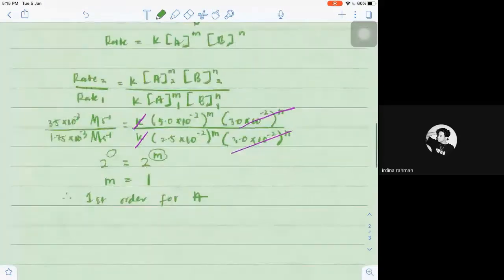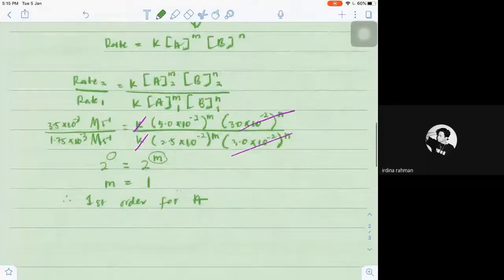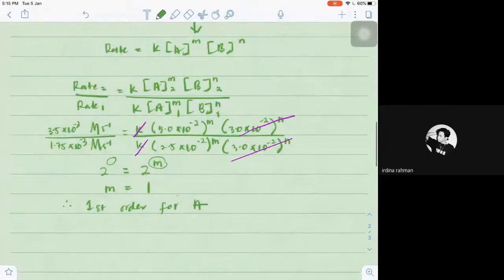Okay, and now we know that m is 1. This is the first order. A is the first order, because the value of m that we have calculated is 1. Now we want to determine what is the n value. What is the order for B?